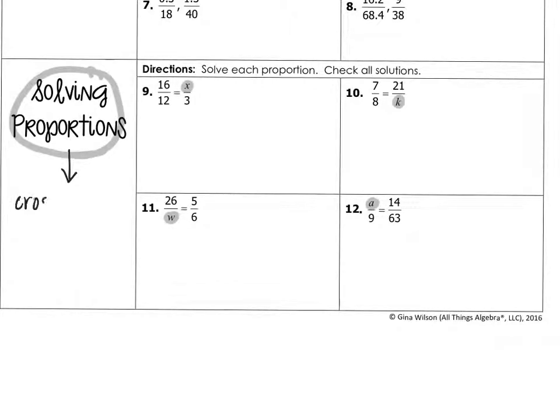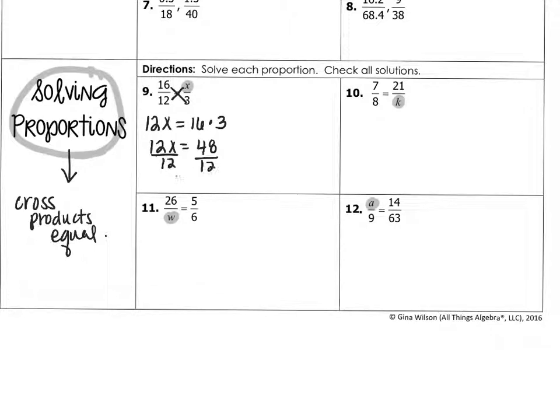Remember that in proportions, the cross products are equal. So since the cross products are equal, that means 16 times 3 is equal to 12x in this first example, which means 12x is equal to 48, and if we divide by 12 on both sides, x must be 4. Which makes sense because 16 divided by 4 is 4, and 12 divided by 4 is 3. So go ahead and pause the video and try 10, 11, and 12.